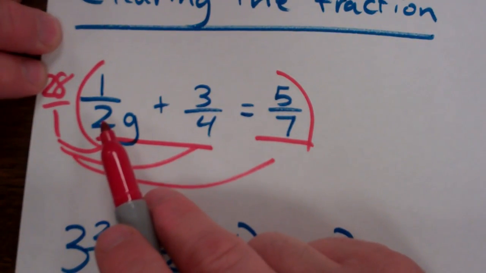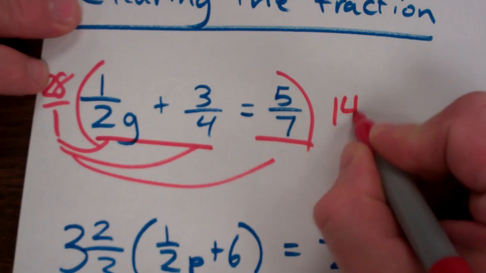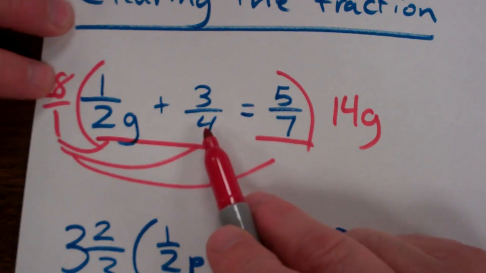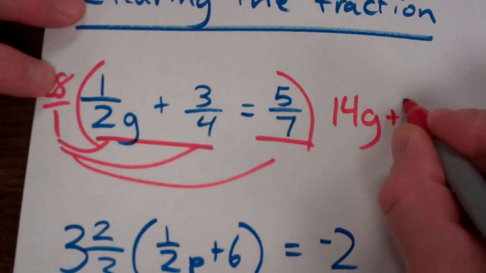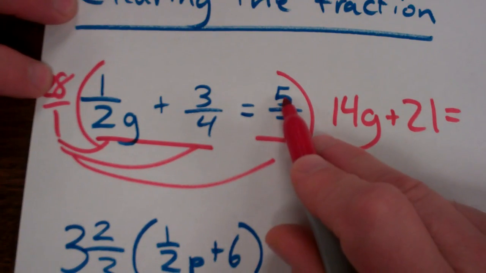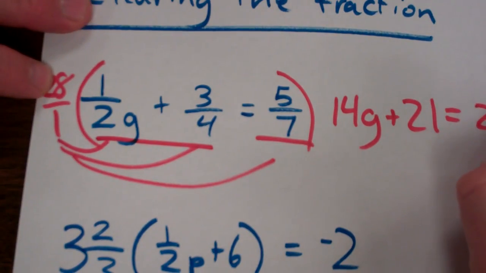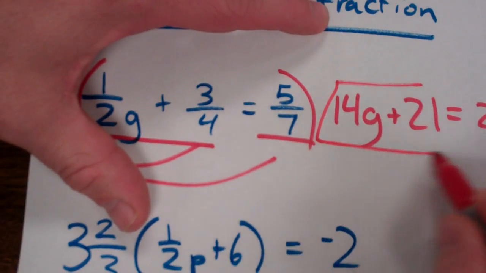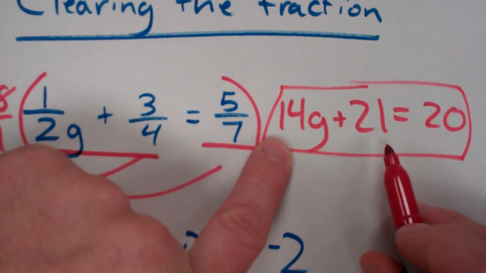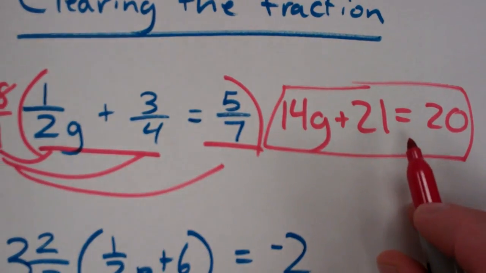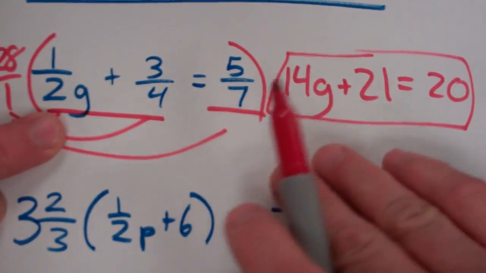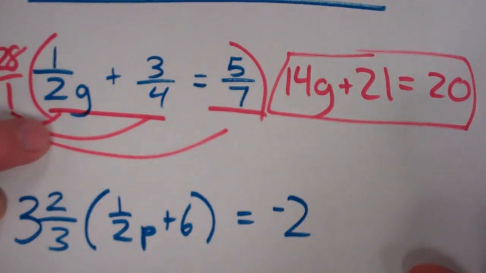14 and 1, so you get 14g. That would become a 1 and a 7, so 7 times 3 is 21. This would become a 1 and a 4, so 4 times 5 is 20. And most people would rather be looking at this problem, 14g plus 21 equals 20. Much easier to deal with. All we've done is make it 28 times bigger than it was. It's still equal, so we can still solve it.